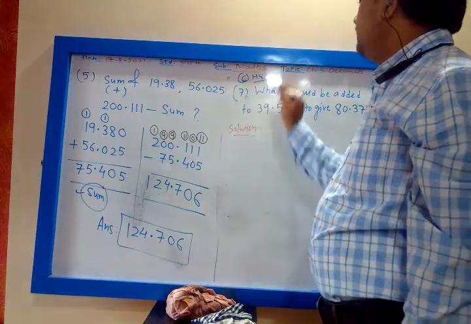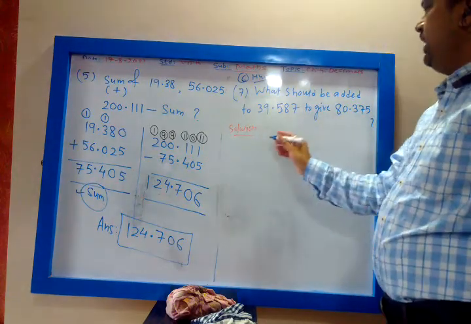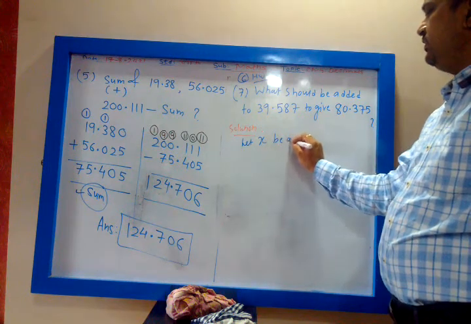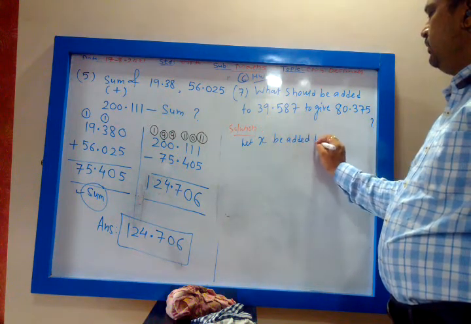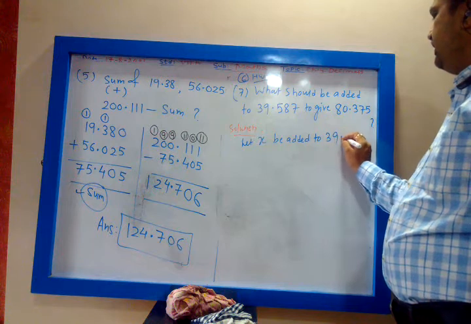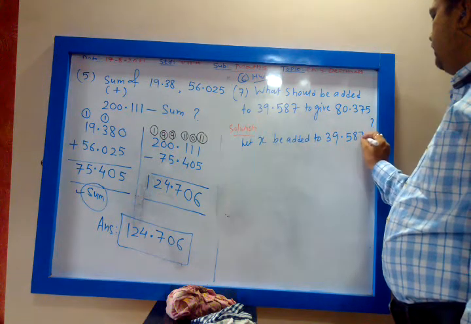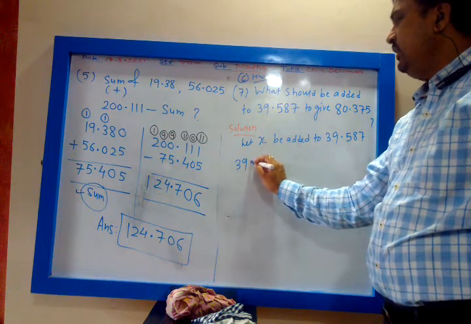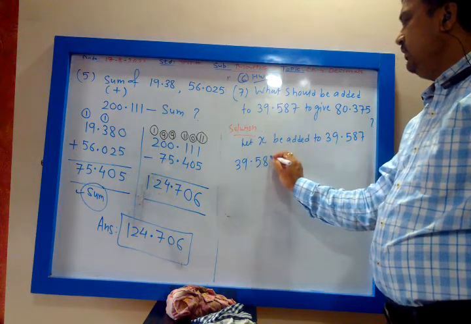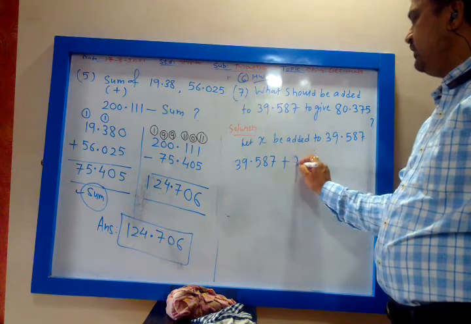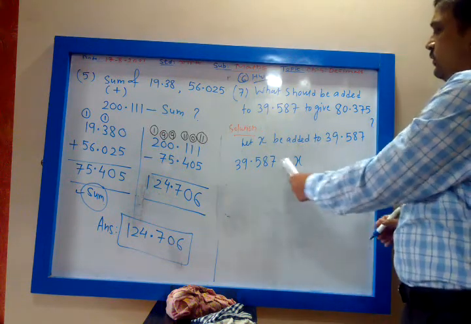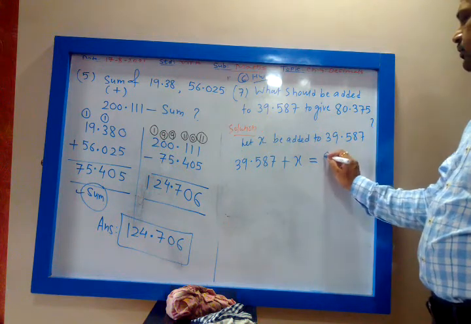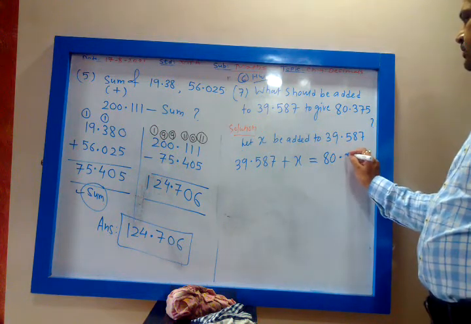Okay. Now seventh one. So what should be added to this? So we write, let x be added to 39.587. So we write 39.587. This number is added to x. When you add x to this number, it gives, gives means equal to, which number? 80.375. This is my equation.